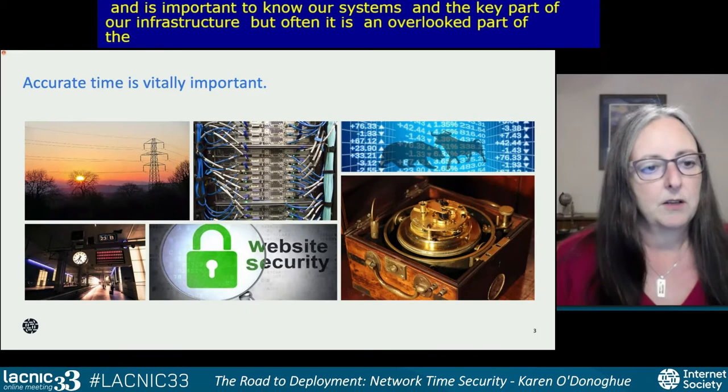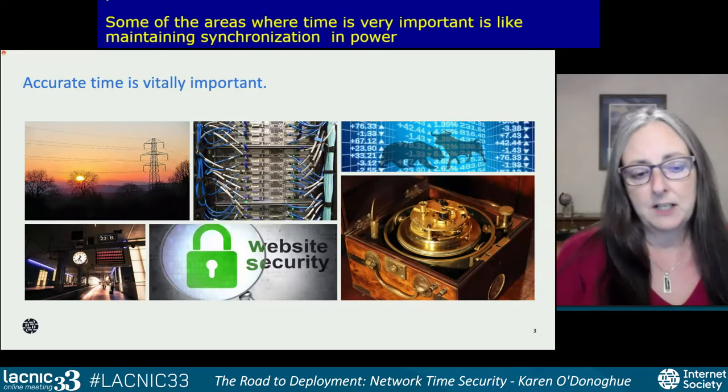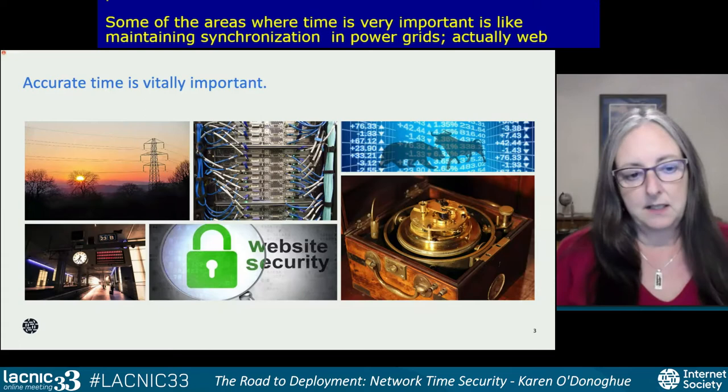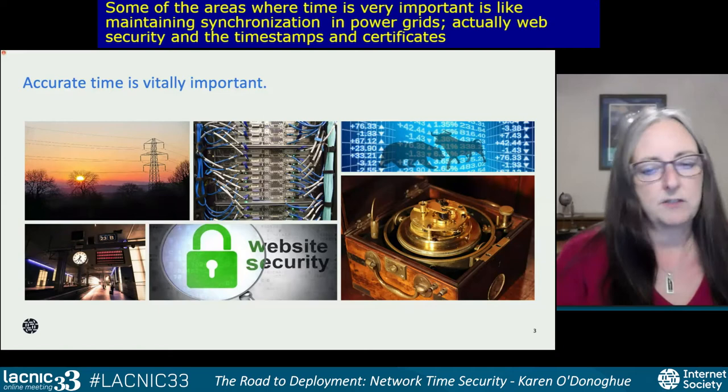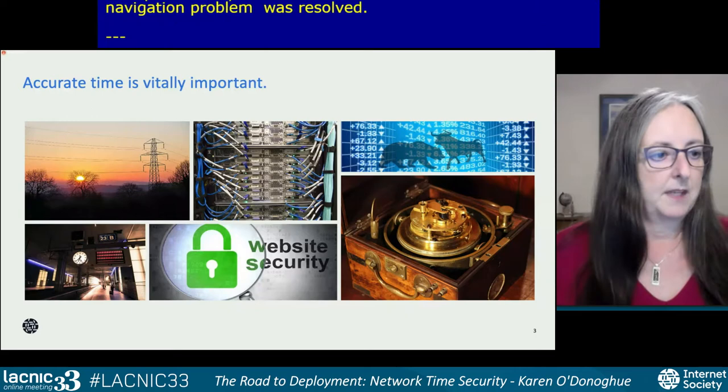Some of the areas where time is very important are maintaining synchronization in power grids. Actually, your web security and the time stamps in certificates require quality time synchronization. Synchronization of transportation systems, the stock markets, and even the original navigation problem was solved actually with time as opposed to navigation. So where does accurate time come from?